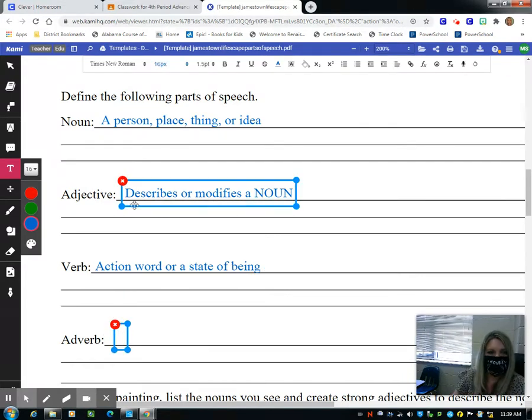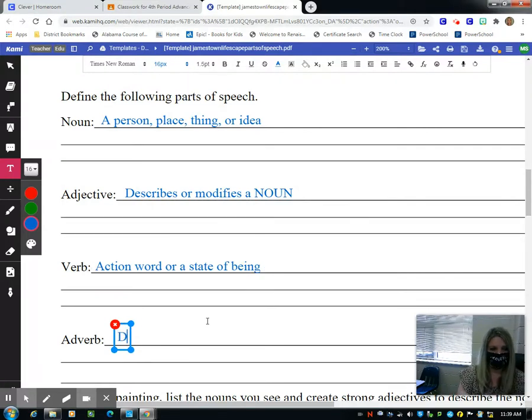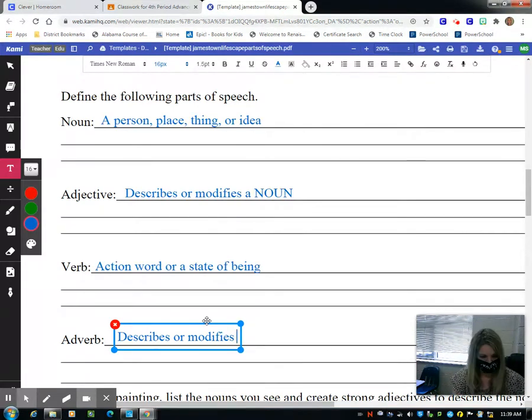Now an adverb, notice an adjective only describes a what? A noun. An adverb has a bigger job than the adjective. It can describe or modify 3 different parts of speech. So it describes or modifies. It can't do a noun, but it can do a verb. Of course, it's called adverb, right? But it's more than just a verb. It can describe or modify a verb, an adjective, or another adverb.